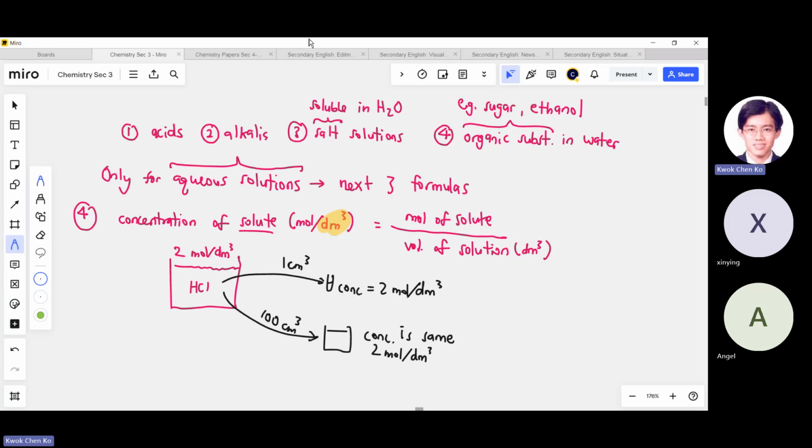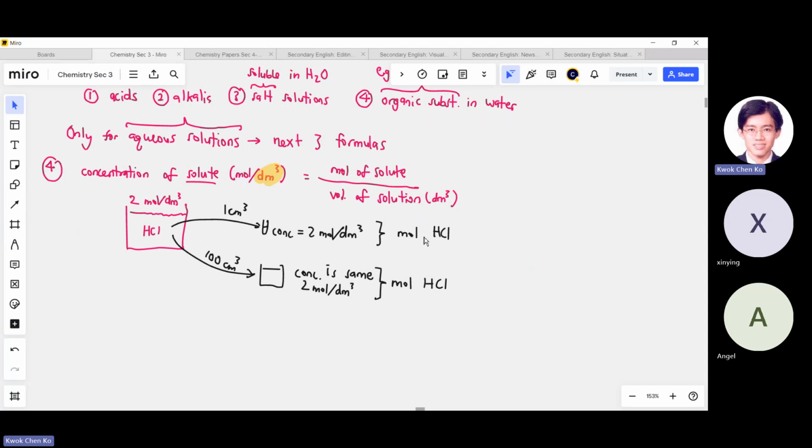Yes, Ethan, question. Concentration is still the same. I don't care how much you take out. But what is different? Let's look at this case. What's the number of moles of HCl here? Did you look carefully at the formula? I can rearrange this formula until it becomes, this is my favorite version, moles equals to concentration times volume.